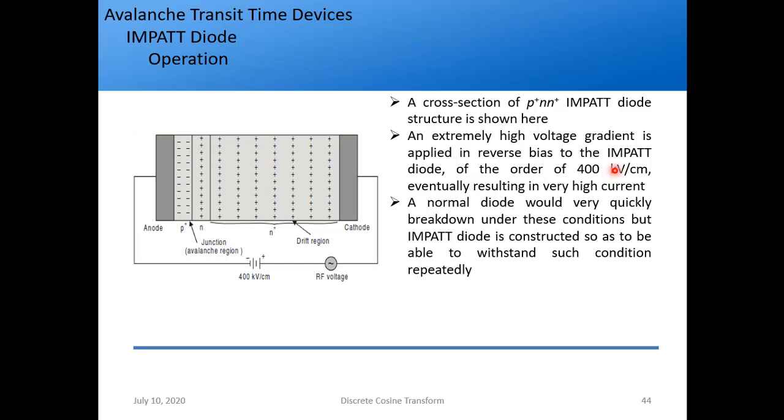So this results in a very high current. And why are we applying this high voltage? Again, to have a breakdown, which we use to our advantage. A normal diode will quickly break down, but the structure of an impact diode is such that it will not break down.